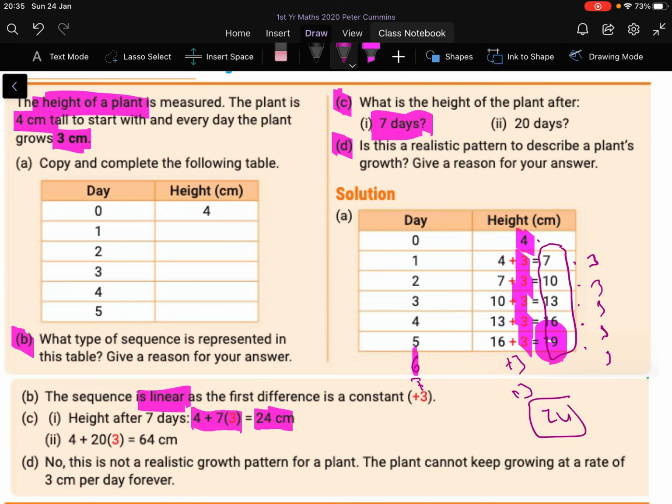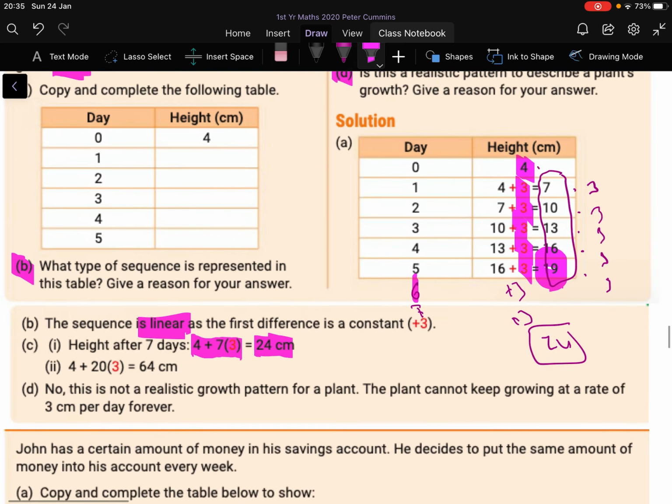But the problem is if you get questions like this one here, 20 days. So the second part of the question, you'd be doing plus 3s all the way down the page. Or if it lasts for 80 days, we're in trouble. So this is why this calculation is a nice one.